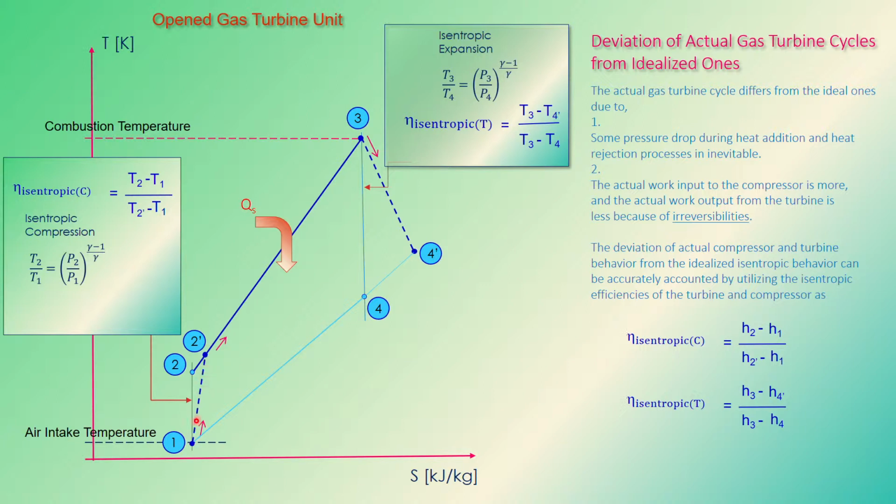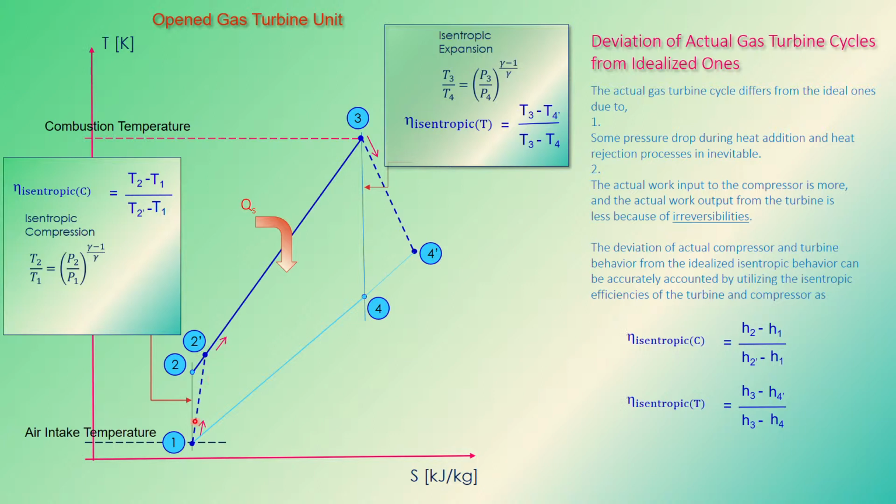So it is irreversibility. The actual or real gas turbine cycle usually goes from state point 1 to 2 prime. That is your actual flow path. We no longer follow state point 1 to 2. So 1 to 2, we can categorize as the theoretical work input, and 1 to 2 prime as the actual work input.